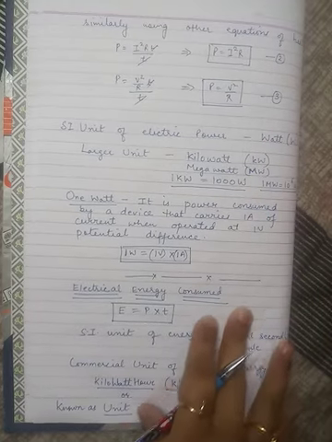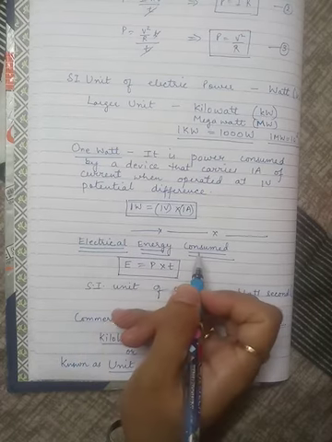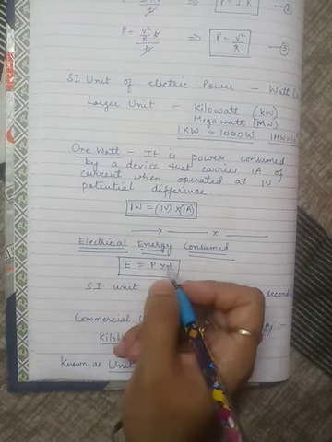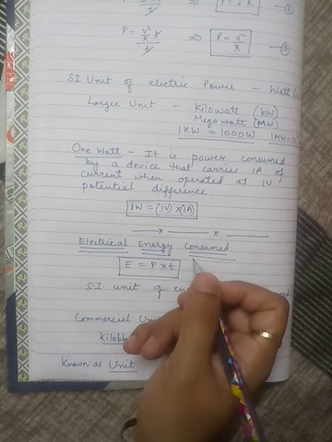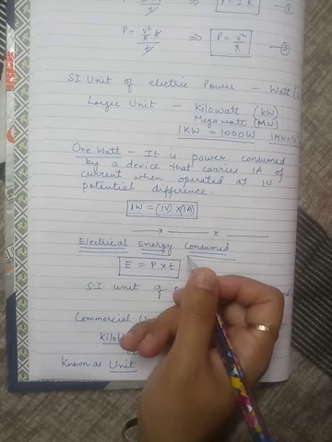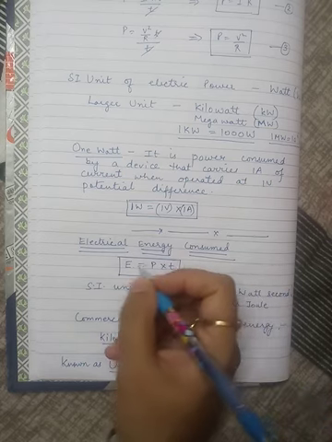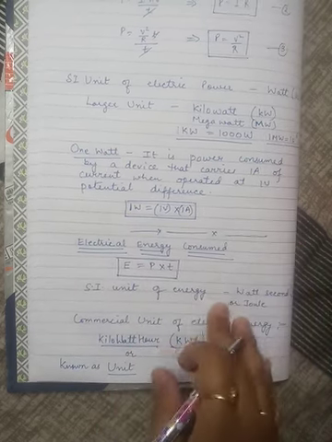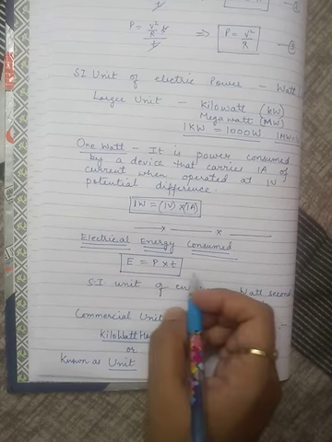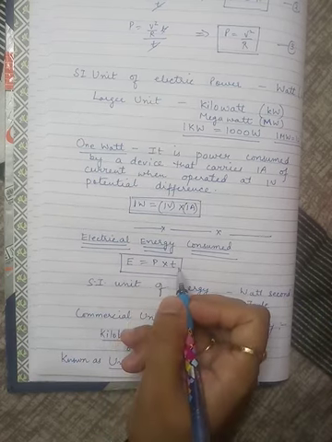Next comes a related topic, electrical energy consumed. Whatever energy is consumed in our houses is related to this topic, that is, the electrical energy that we use in our houses, measured using electrical meters, right? The formula for that will be E equals P multiplied by T.